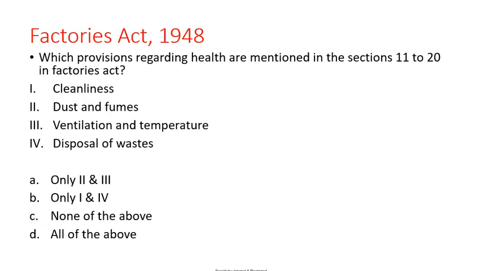Next question. Which provisions regarding health are mentioned in sections 11 to 20 of the Factories Act? Cleanliness, dust and fumes, ventilation and temperature, disposal of waste. Options: only 1 and 3, only 1 and 4, none of the above, all of the above. Correct answer is all of the above.